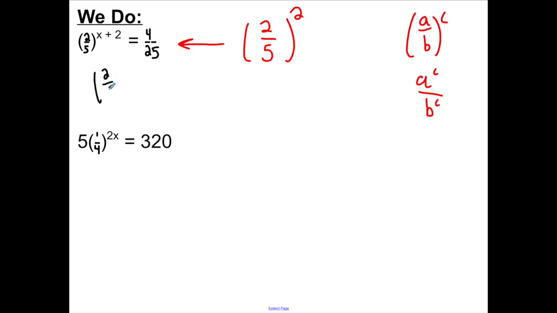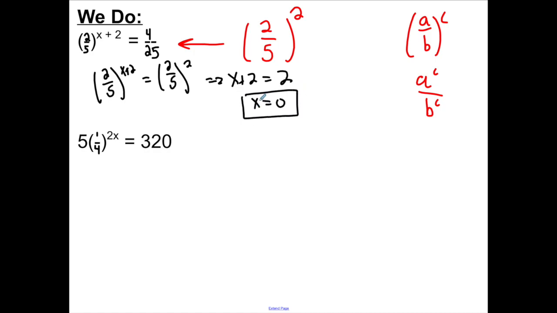So (2/5) to the x plus 2 equals (2/5) squared. And so x plus 2 has got to be equal to 2. And so x is equal to 0.